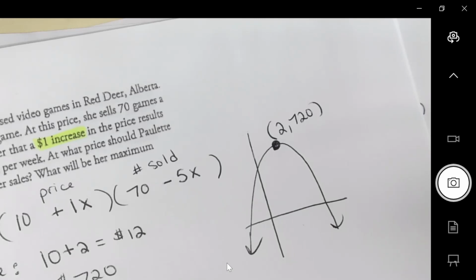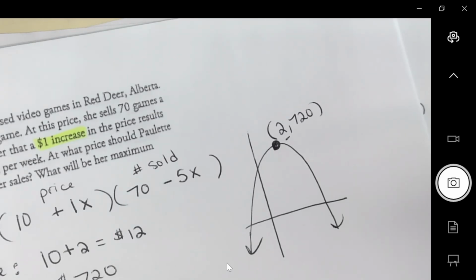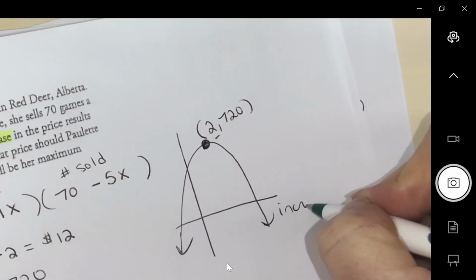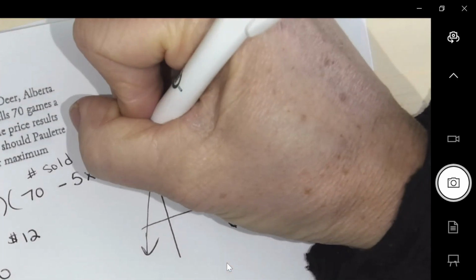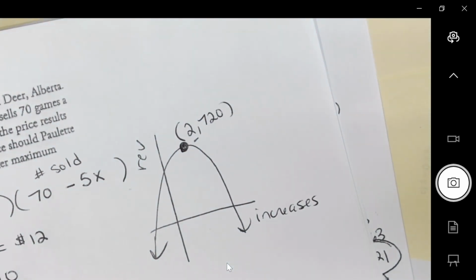Okay, but please understand this X, the 2 is not the price. Your variable would not be price, your variable would be increases, and this variable would be revenue. Does that make sense? In this kind of word problem, yeah.